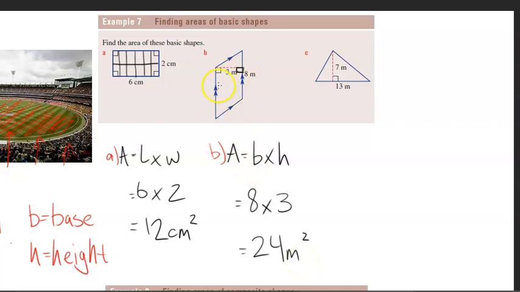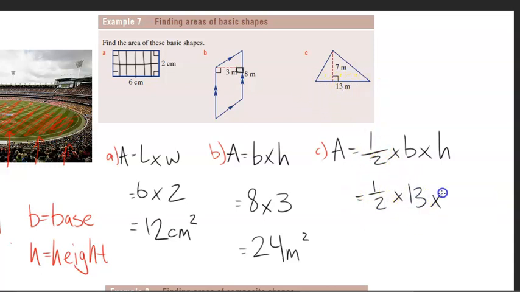So in other words, if this was an 8 meter by 3 meter parallelogram, exactly 24 squares in the form of 1 meter by 1 meter can fit within this shape. So the last one here, C, we have a triangle, and this is equal to half times base times height. That's from the formula we saw before. So half times our base in this case is 13, and our height is 7.